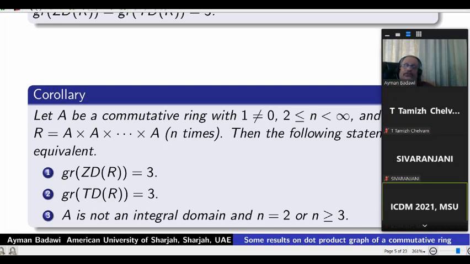So how you read these two: A is not an integral domain and n equals 2. This is one statement. The second statement, or n bigger or equal to 3. So the n equals 2 case has to do with A not being an integral domain.